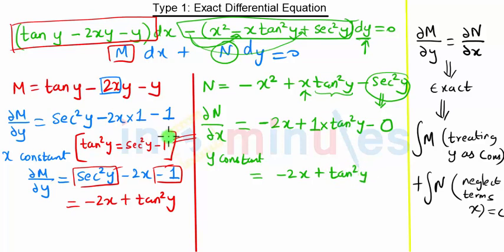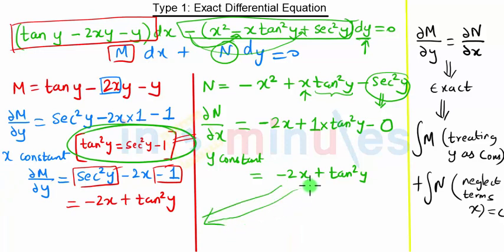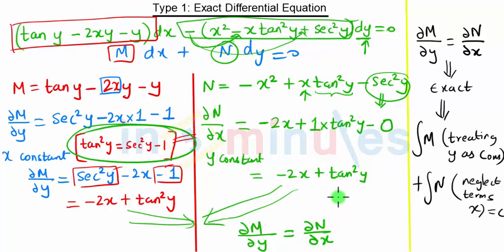We did this substitution so that our partial derivatives will be the same. From these two we can conclude that the partial derivative of M with respect to y is equal to the partial derivative of N with respect to x. So our given equation is an exact differential equation. For an exact differential equation, the solution is given by this.